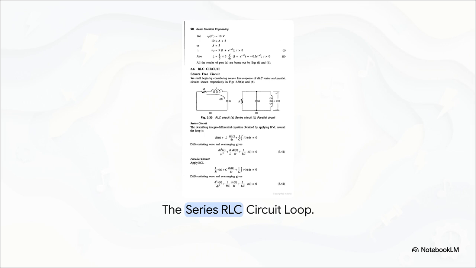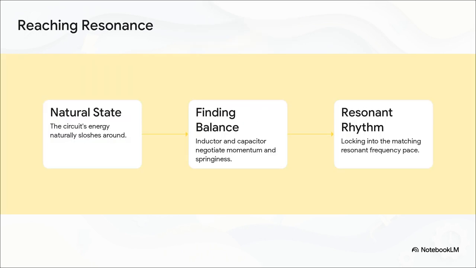I want to reassure you that those equations are really just a mathematical way of describing energy peacefully bouncing back and forth. The current flows out of the capacitor, builds momentum in the inductor, gets slowed by the resistor, and then pushes back the other way. It's just a pendulum swinging. Let's see how this builds into something genuinely elegant.